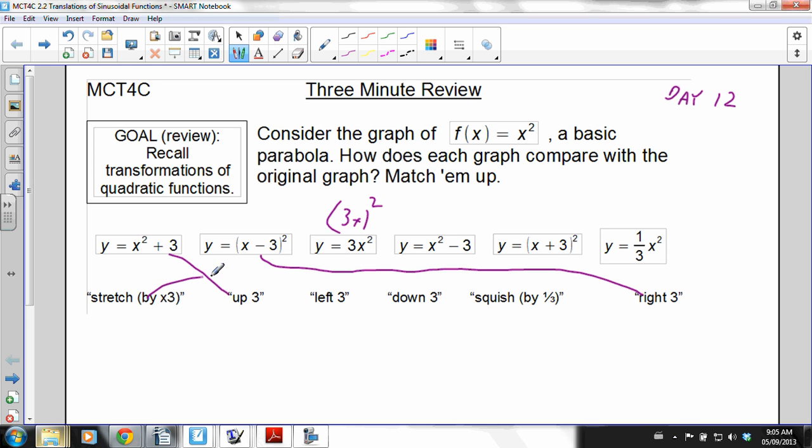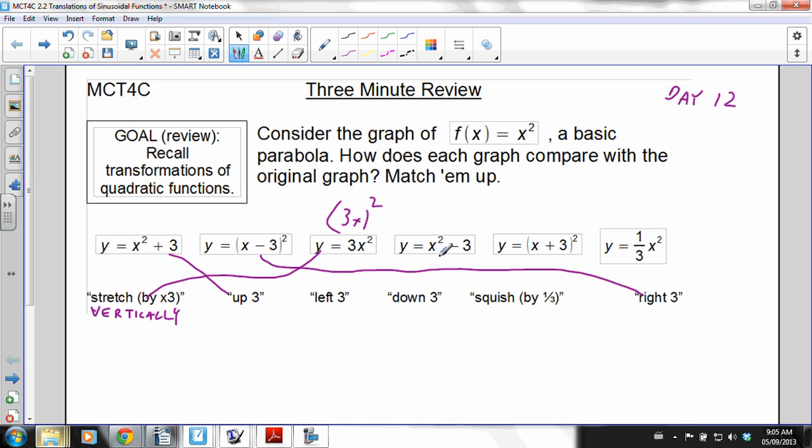And that's a stretch. And I'm going to add the extra little information that this is a vertical stretch. It's in the direction of y, it's a vertical stretch. So a stretch vertically by a factor of 3.